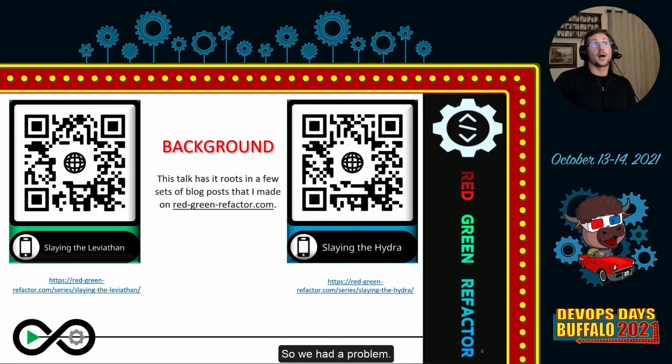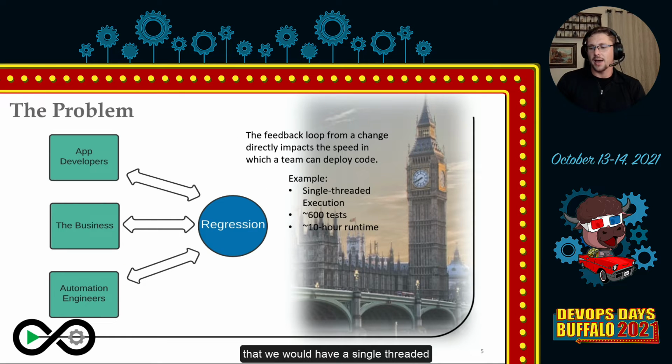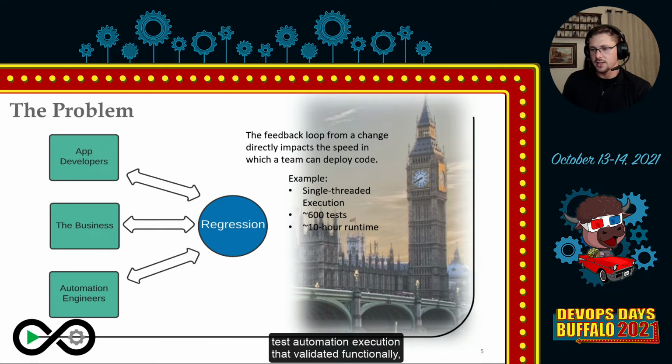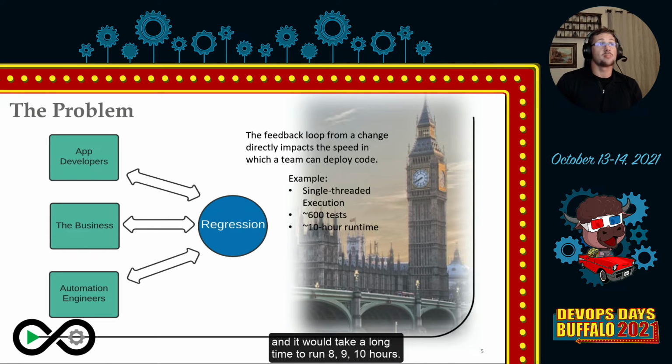So we had a problem early on in my career. I saw this a lot actually, that we would have a single threaded test automation execution that validated functionally the regression, typically a web app or a mobile app and those sort of things. And the regression would be rather large, like 500 tests, and it would take a long time to run, 8, 9, 10 hours. 10 hours for 600 tests is a minute a test. So it's not like the tests are taking a long time for functional tests to run. It's just that we're not running them in parallel at all.